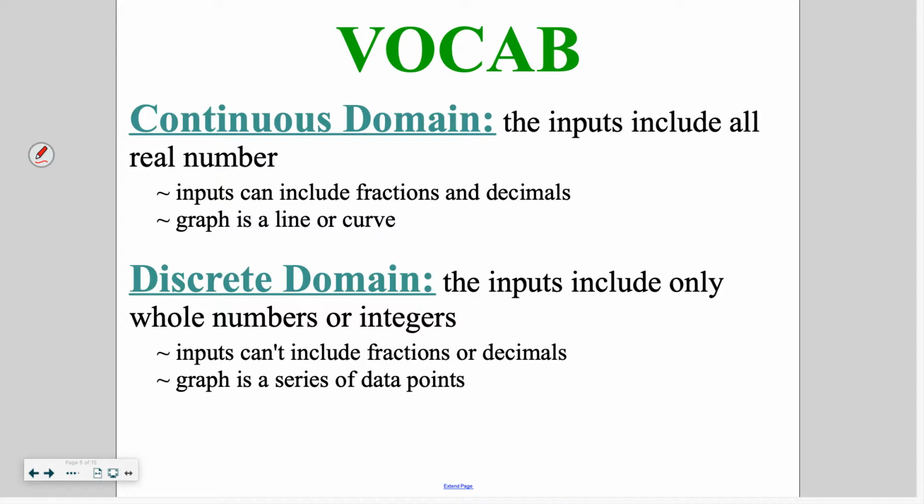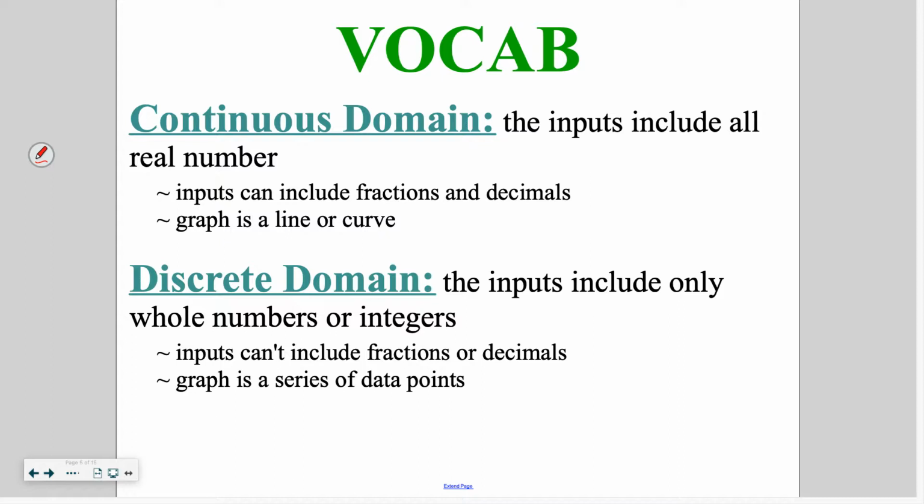Some examples of things that might have a continuous domain are if you're talking about time, because you can have fractions of time. If you're talking about money, you can have parts of a dollar. If you are talking about distances, you can have pieces of a mile or a whole mile. So all of those things where fractions and decimals are okay.